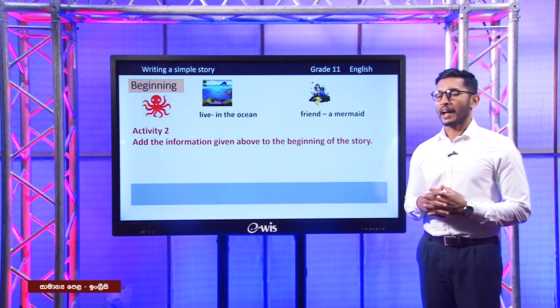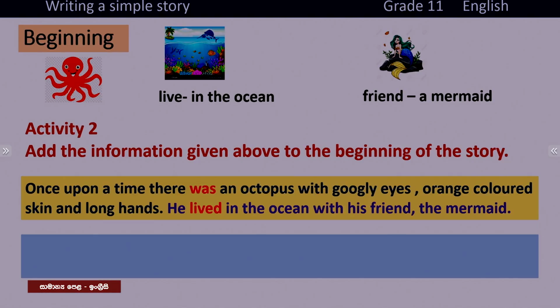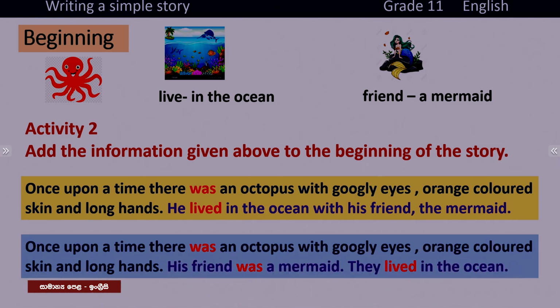Let's see what I have written here. Once upon a time, there was an octopus with googly eyes, orange-colored skin, and long hands. He lived in the ocean with his friend, the mermaid. You can also write it in many different ways. See the second sentence I have written: His friend was a mermaid. They lived in the ocean. Hope that is clear to you.